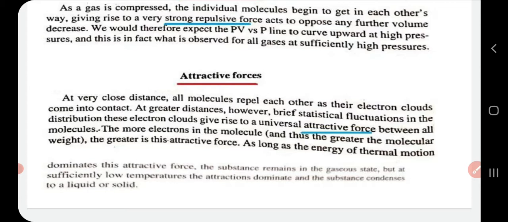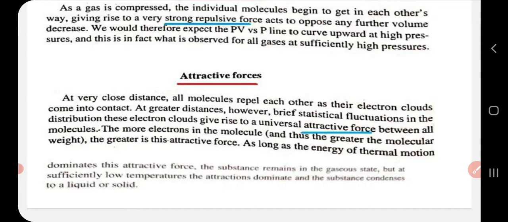At greater distances, there will be brief fluctuations in the distribution of these electron clouds, and this fluctuation in electron clouds will give rise to an attractive force between all molecules. So when the distance between the molecules decreases, their electron clouds will overlap, but when the distance increases, there will be slight variations or fluctuations in the electron cloud surrounding them. This will give rise to an attractive force between the molecules. So if the number of electrons in the molecule is higher, then the attractive force also will be higher.